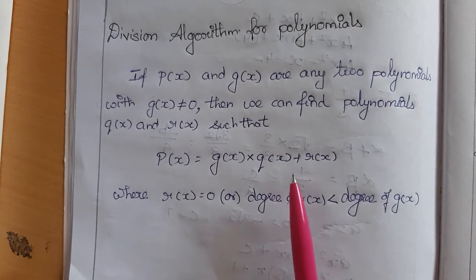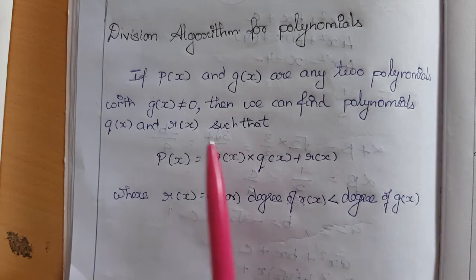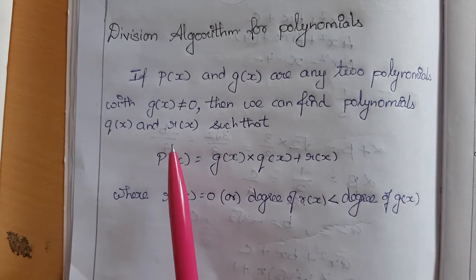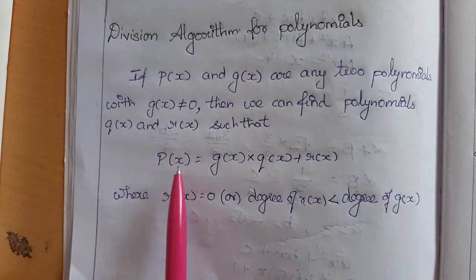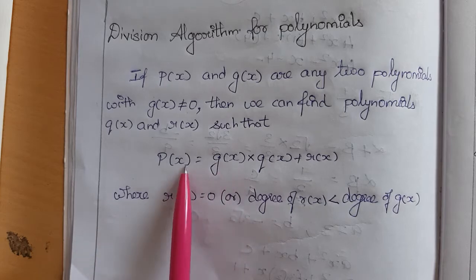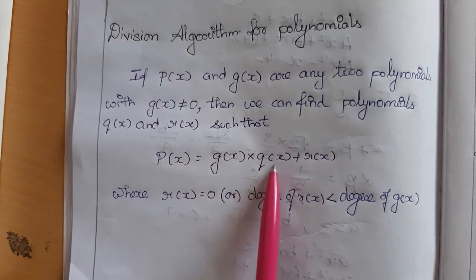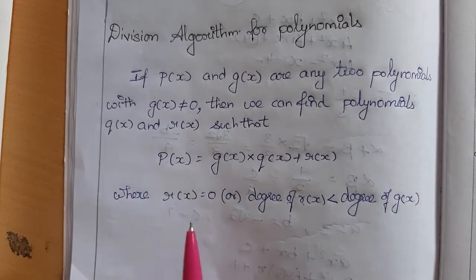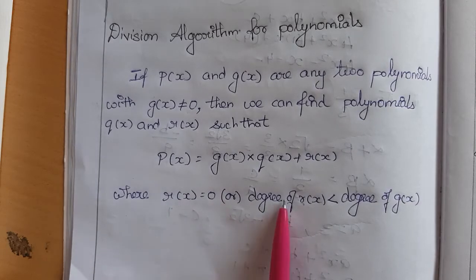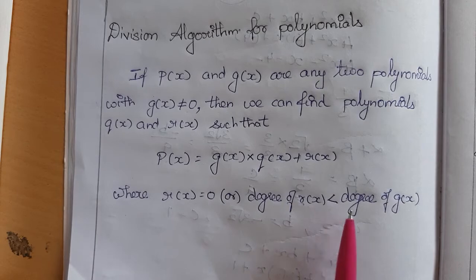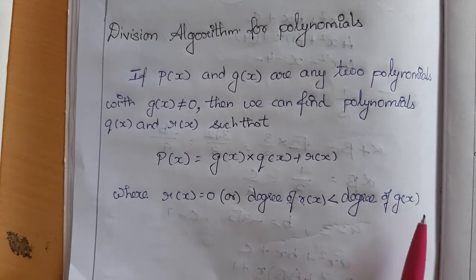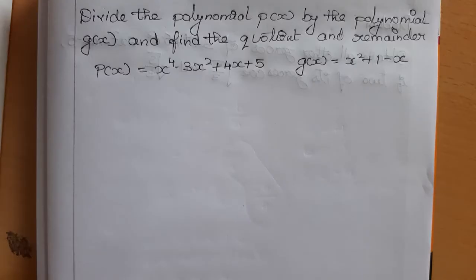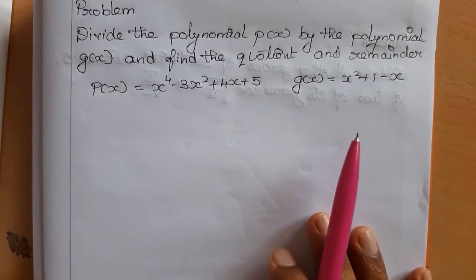There we learned that if two numbers are divided, there exist two numbers, a quotient and a remainder, right? The same here: p(x) and g(x) are two polynomials. If we divide, there will exist a q(x) and r(x), and the condition is that r(x) is equal to 0, the remainder will be 0, or if it is not 0, the degree of the remainder r is less than the degree of g(x). So now we will see the problem.